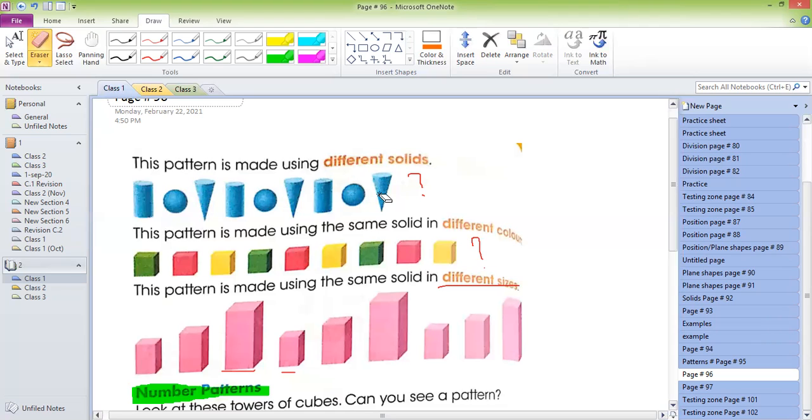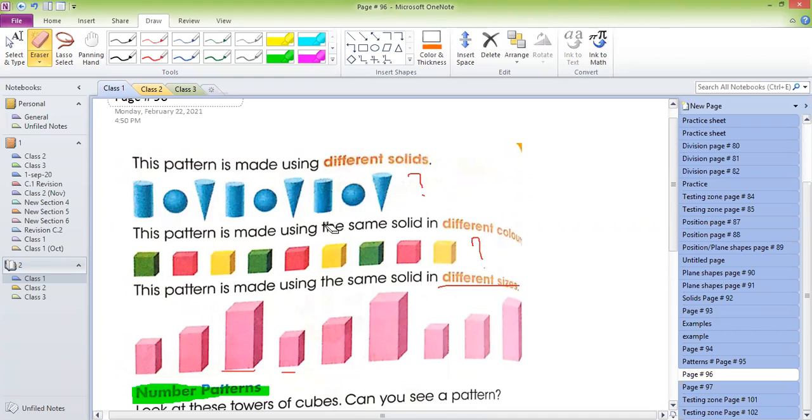After cylinder, which solid will come next? You will say, sir, sphere. How do you know? Because in the pattern, after cylinder, there is a sphere. And if I ask you after a sphere, which solid will come? You will say, sir, it will be cone. How do you know? Because in the pattern, after a sphere, there is cone. We have done the practice of making different patterns with solids also.